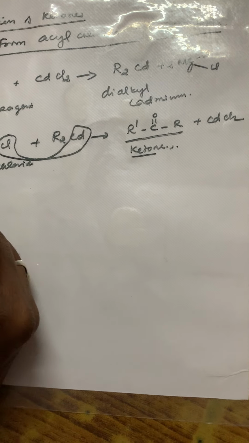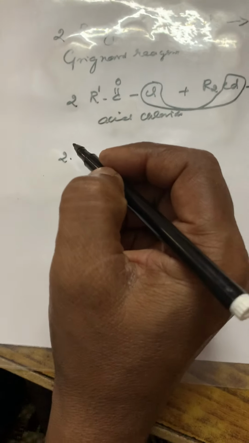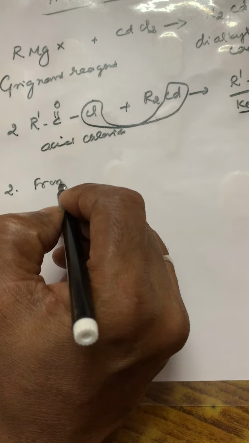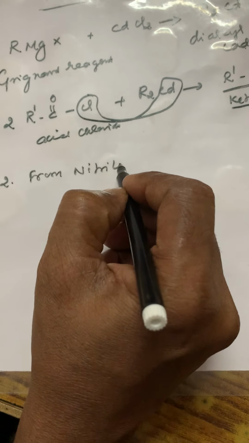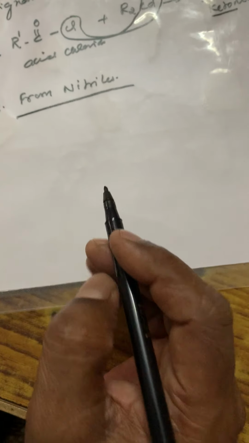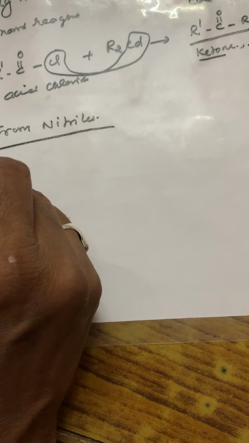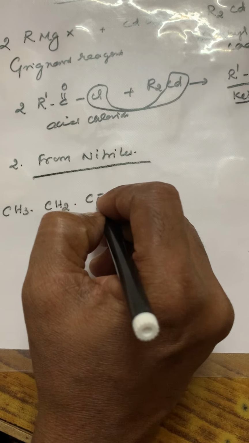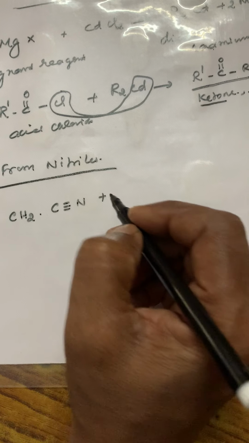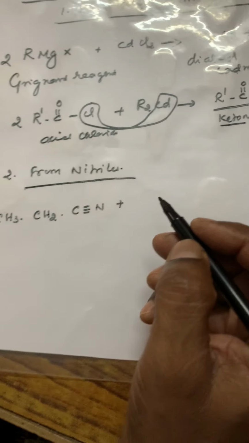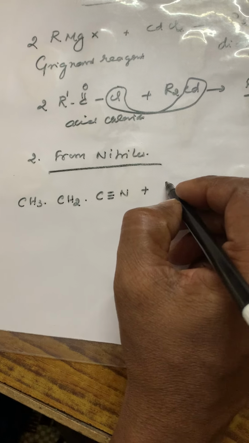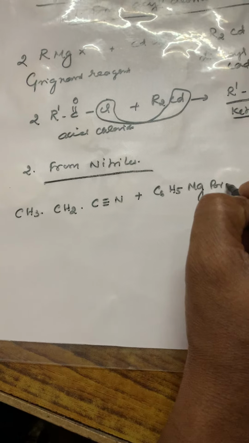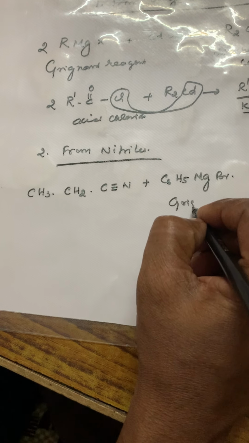Second preparation, from nitriles. Take propane nitrile, CH3CH2C≡N, and react it with phenyl magnesium bromide, C6H5MgBr. This is also a Grignard reagent.